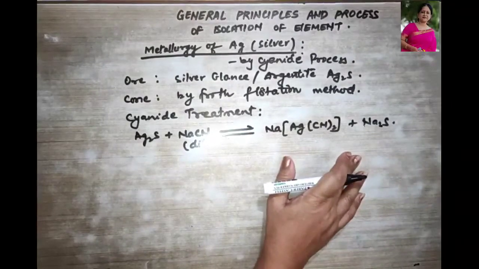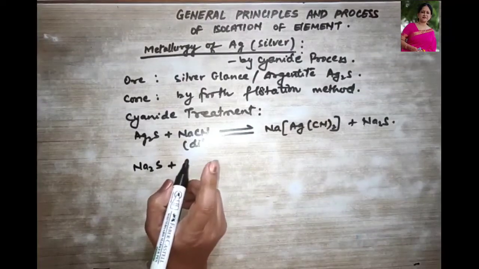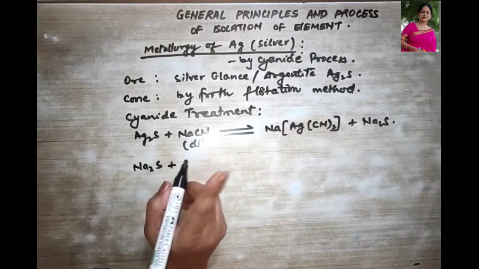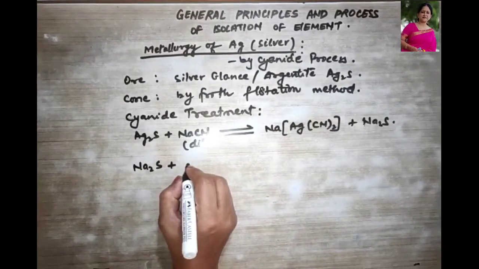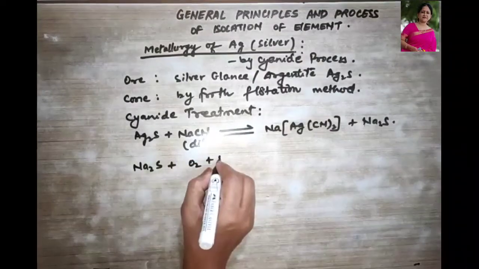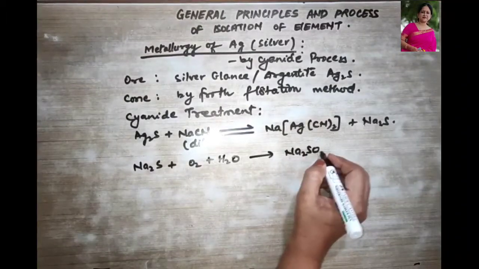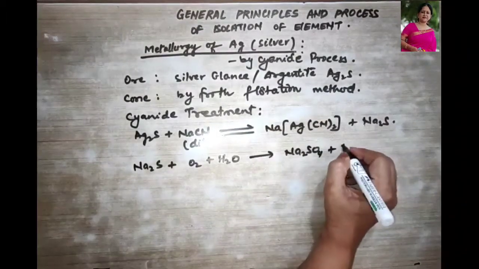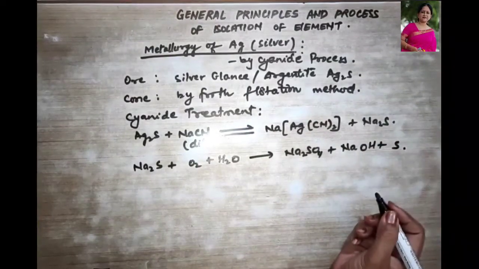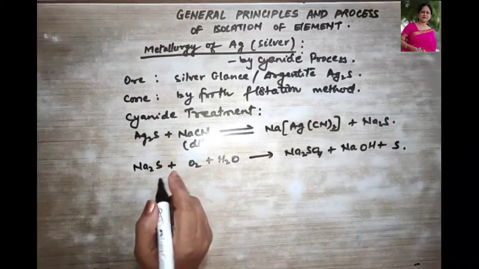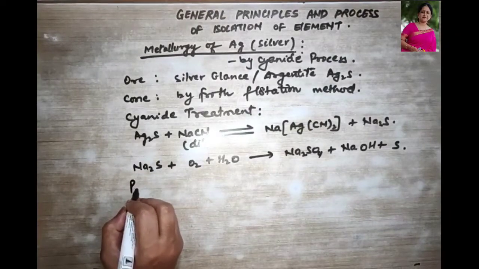Na2S. Okay, now this sodium sulfide, as I told you, the mixture is continuously agitated by the current of air. So this sodium sulfide that is formed combines with oxygen and water, and hence forms sodium sulfate plus sodium hydroxide, plus sulfur is given out. Okay, now next what we do? We do the precipitation of silver.